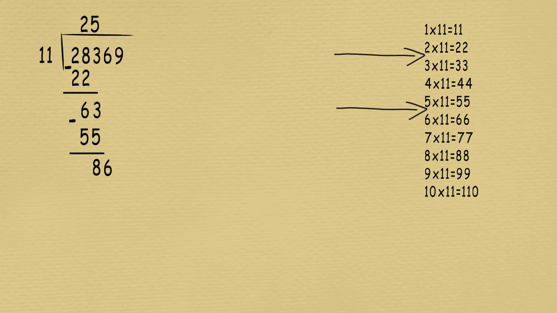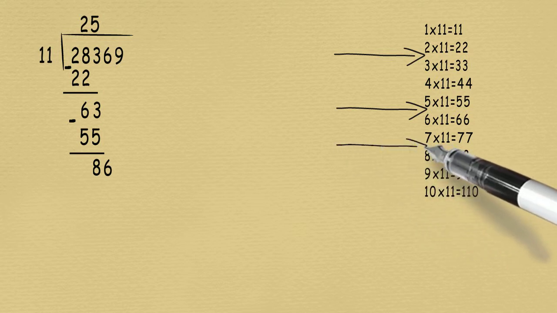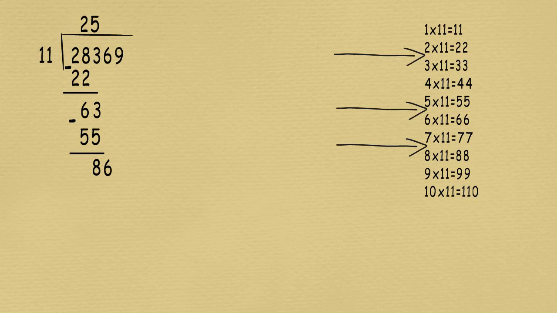And then again, I'm going to repeat the same step, which is to squeeze the number 86 in between two numbers by looking at the multiplication table only. I can see that the number 86 is in between the numbers 77 and 88. And I'm going to choose the expression 7 times 11 equals 77. And I'm going to use the numbers from that expression only in performing my division.